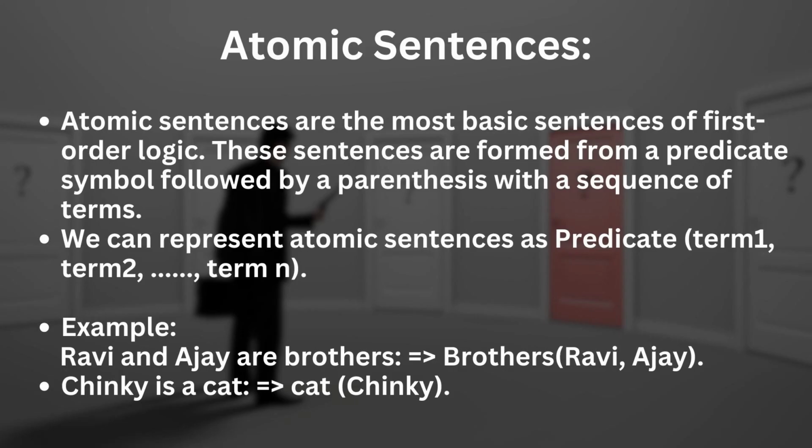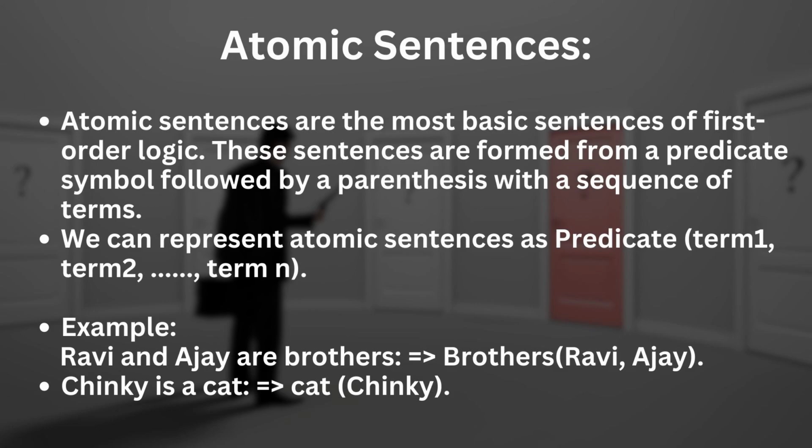Atomic sentences serve as the fundamental building blocks of first order logic. They are constructed using predicate symbols followed by parentheses containing a sequence of terms. An atomic sentence can be represented as predicate. Inside the bracket we can write term 1, term 2 and so on till term n.